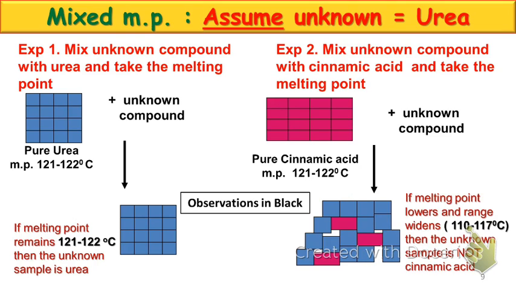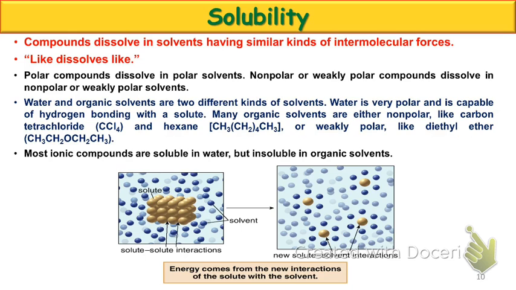What happens if instead we now look at our cinnamic acid? Okay, we take cinnamic acid and our unknown, which we're saying is urea, and we mix them. What have we now done? We've made an impure mixture. What happens to our melting point? It's going to be lower than our literature value and a larger range. Okay? So we can take advantage of that information to help us identify a compound.